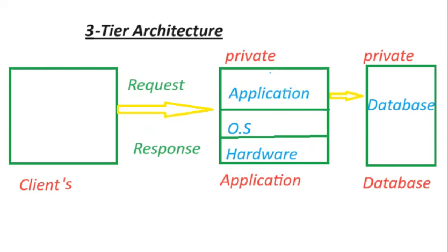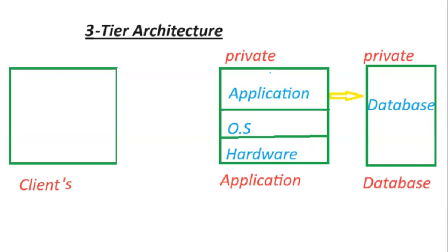But now the question is, I put my application layer in private as well as my database layer in private, as per your recommendation. Then how can my client access my application layer? My client can access this privately hosted application layer by using a web server. So there is a server which is present in between the client layer and the application layer. What is that? That is the web server.